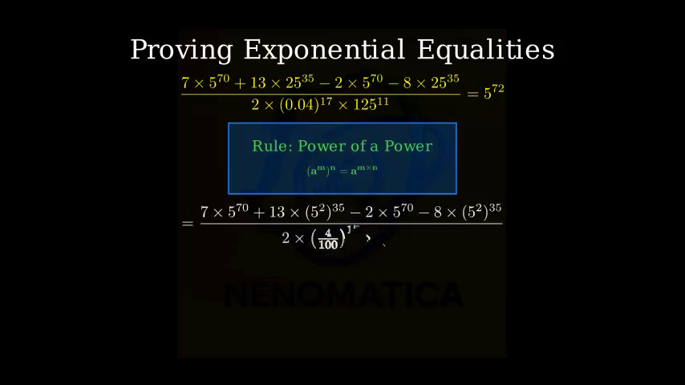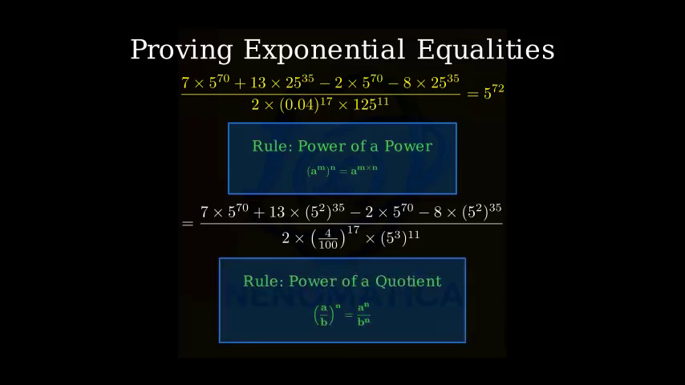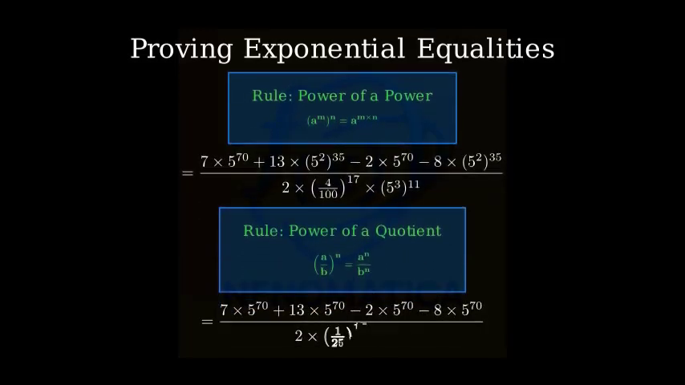First, note that 25 equals 5 squared, so we can rewrite 25 to the power of 35 as 5 to the power of 2, all to the power of 35. Also, 0.04 equals 4 divided by 100, which equals 4 over 100. This can be rewritten as 4 over 100 to the power of 17, and 125 equals 5 cubed, so we can rewrite 125 to the power of 11 as 5 cubed to the power of 11.